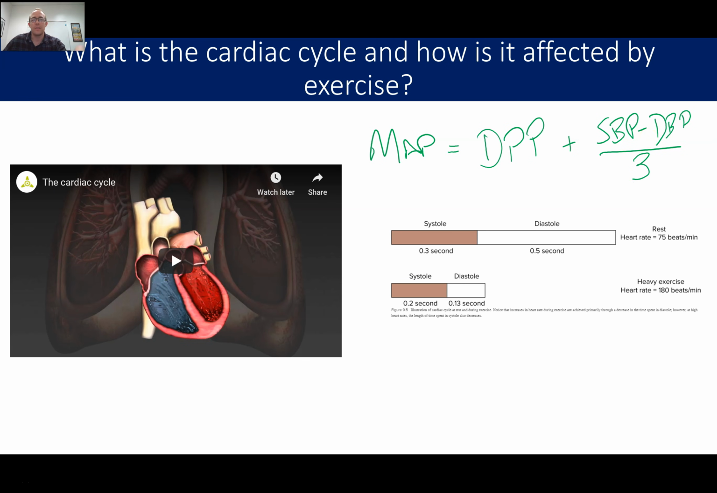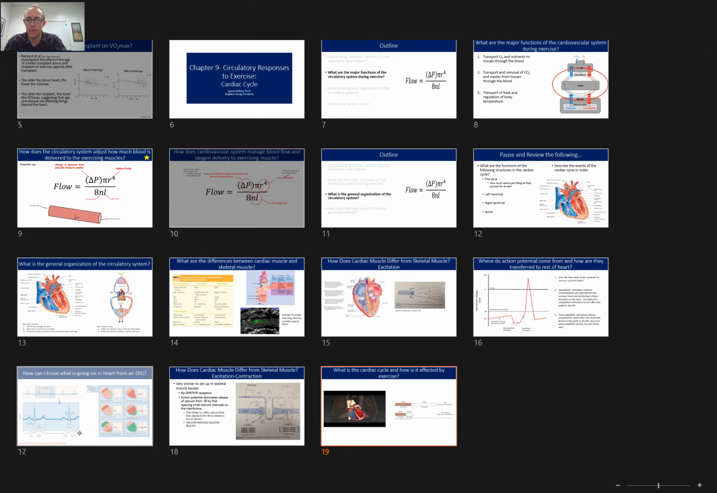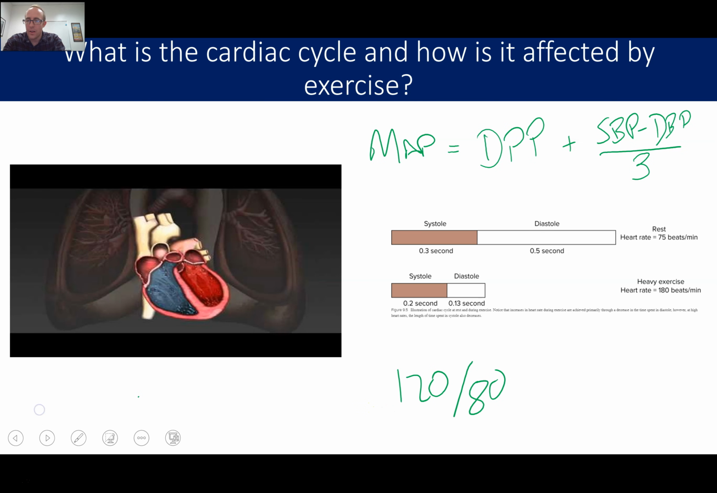All right, so if we just have our classic 120/80, this would be, let's see if I can do this without messing up the screen again. Nope, it does it every time. Sorry. Don't know why it's doing this. All right.